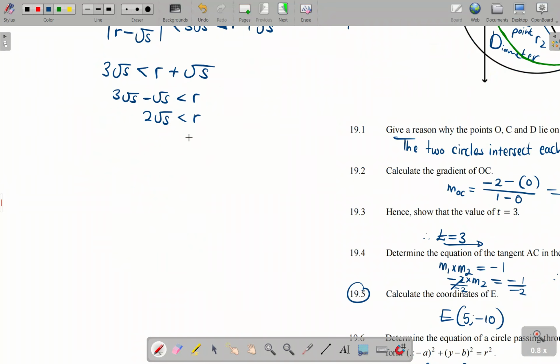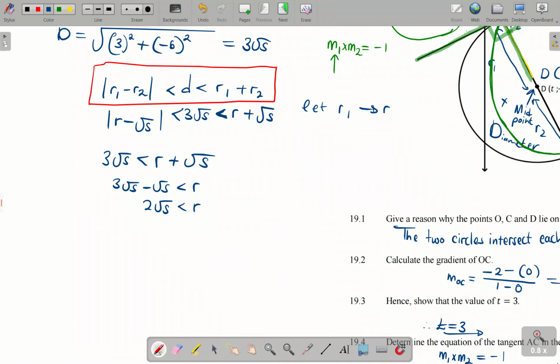So now we are done with the right hand side. Let's go back and deal with the left hand side then. The left hand side is just from that 3 square root of 5 to the left. So you have the absolute value of r minus the square root of 5, which is less than what? The 3 square root of 5.